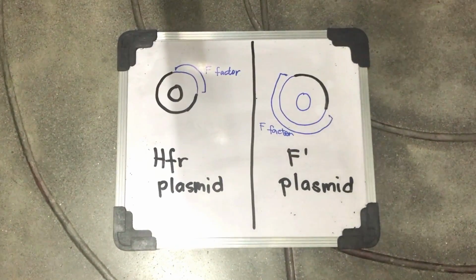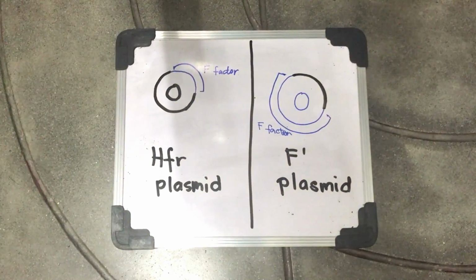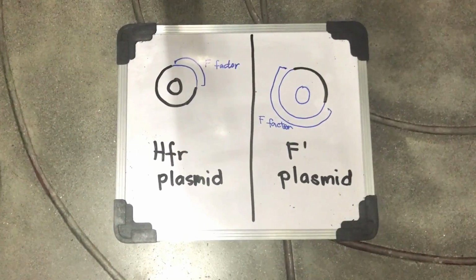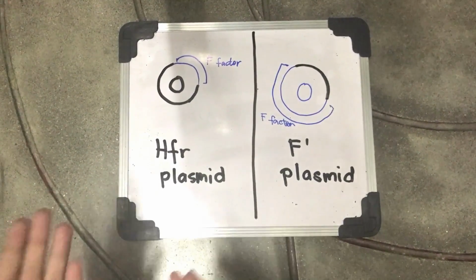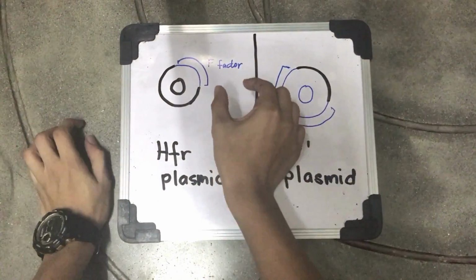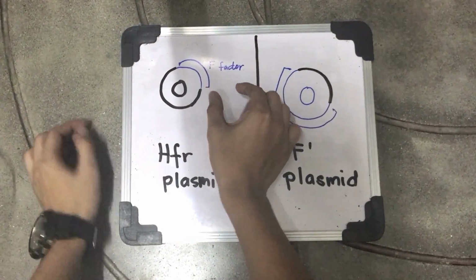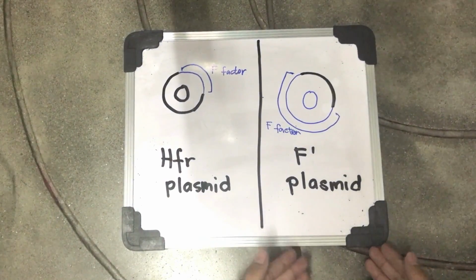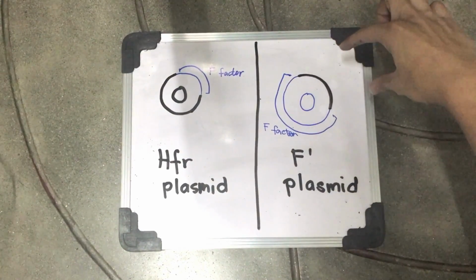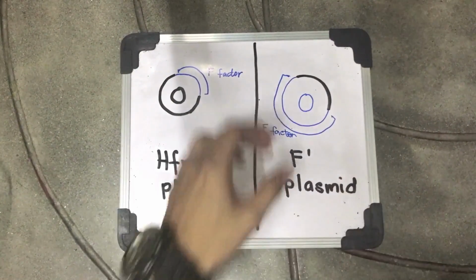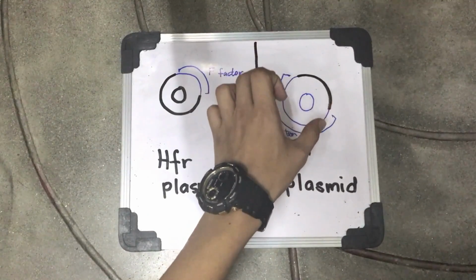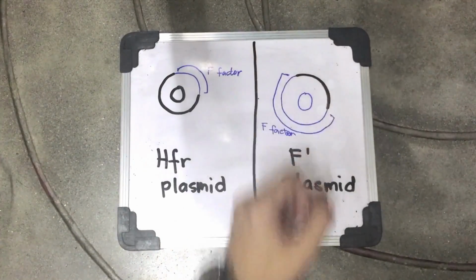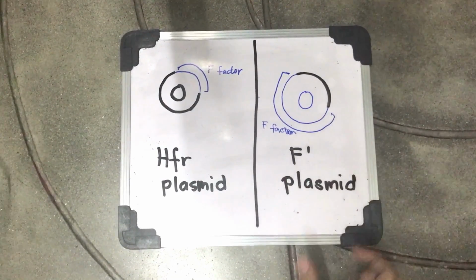Now you might be asking yourself, what is the difference between an HFR conjugation and an F prime conjugation? Well, the answer lies in the plasmid used. In the HFR conjugation, the F factor is integrated into the bacterial chromosome, while in the F prime conjugation, the bacterial chromosome is what is inside the F factor due to the F factor separating itself and taking a small piece of the bacterial chromosome when it separates, thus forming the F prime plasmid.